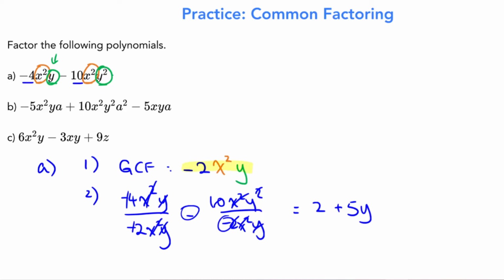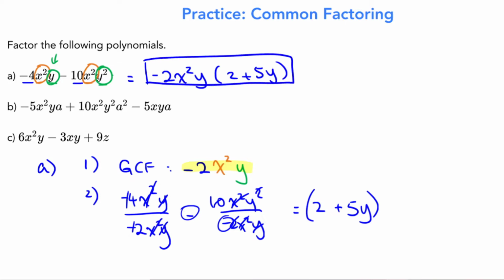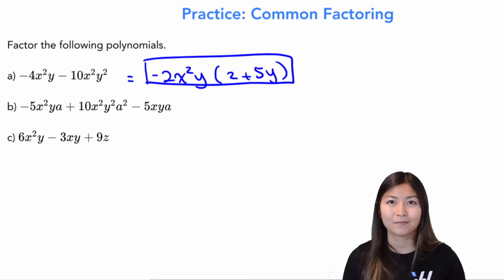So now we have a GCF of negative 2x squared y, and what's left over is 2 plus 5y. So we can rewrite this polynomial now. This is going to be the GCF times what's left over after you divide it by the GCF. And that is the factored form of that polynomial. You can always multiply it through to check your answer. Moving on to part B.